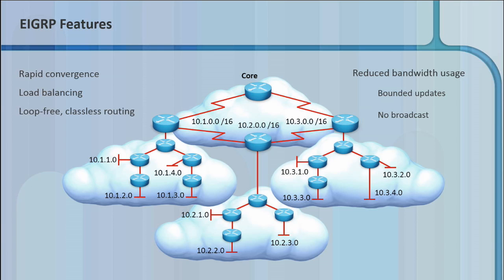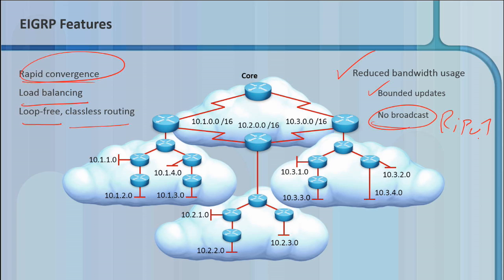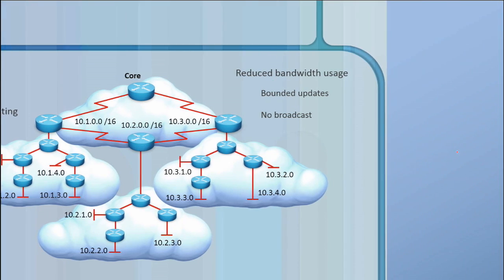So some of the features, like I said before, he creates a backup route, so he's going to be the fastest to converge. He can support load balancing. So if he's got two paths to get to a destination and they've got the same cost, we can use both paths. He guarantees loop-free, classless routing. So we're not going to create routing loops, and we support subnet masks. We can use less bandwidth than something like RIP. We can bundle together lots of updates at once, and we don't broadcast the way RIP version 1 did, which is why we don't use RIP version 1 anymore. You'd use RIP version 2, which does multicast.